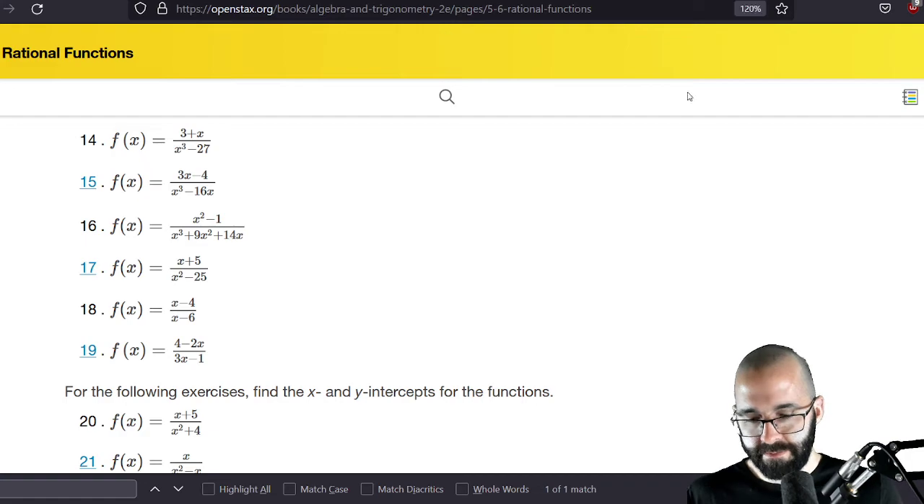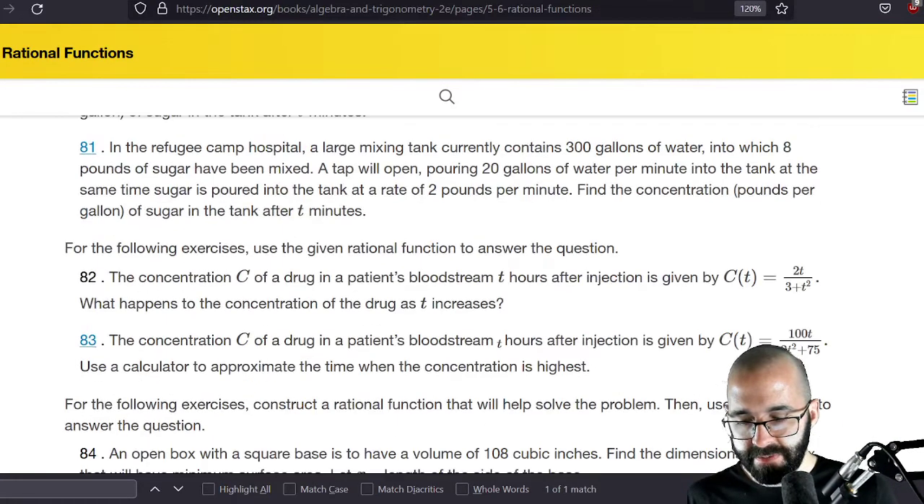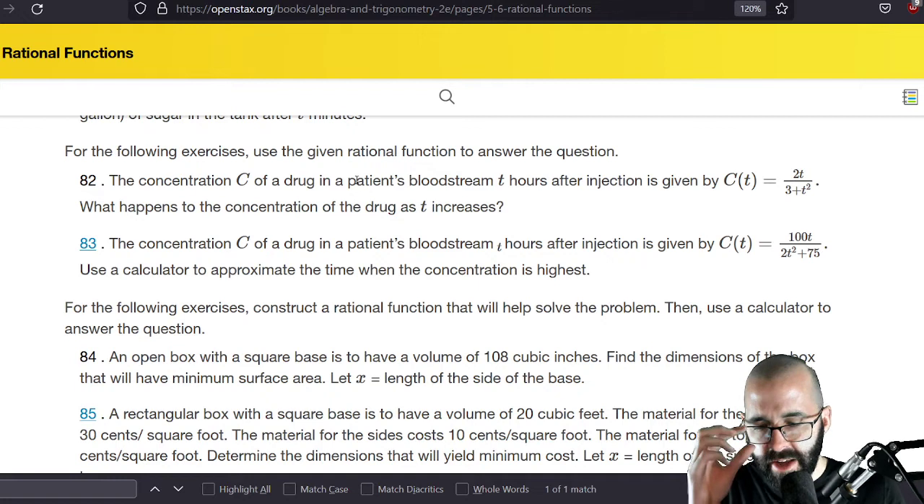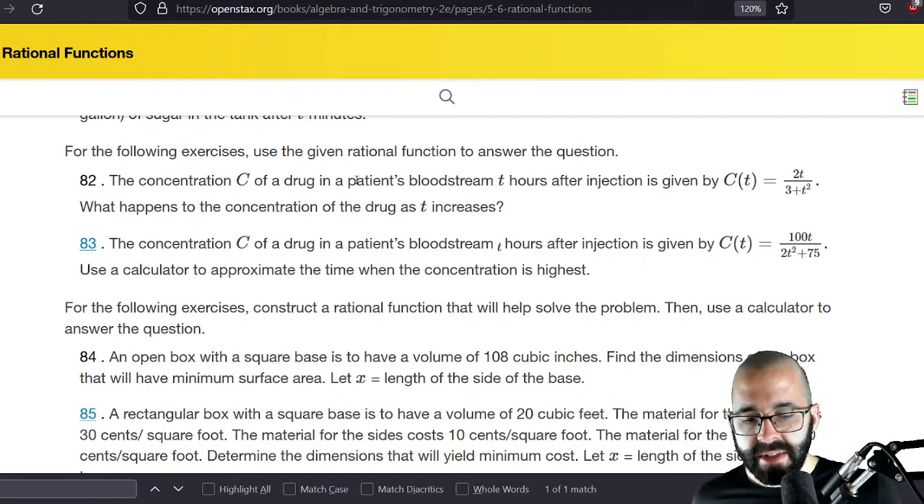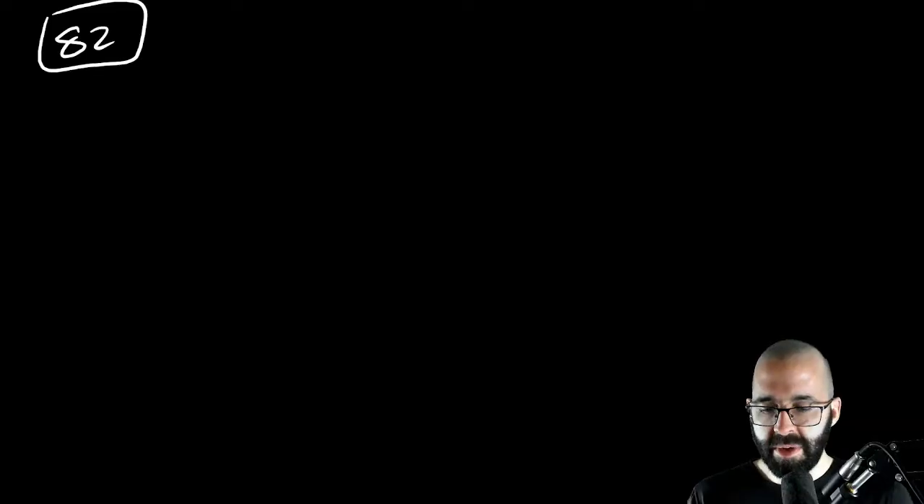Let's do 82. Let's do some applications. And these are similar to the application problems in yours as well. The concentration C of a drug, so kind of similar to the one we did in the other video, T hours after injection is given by C of T equals 2T divided by 3 plus T squared.